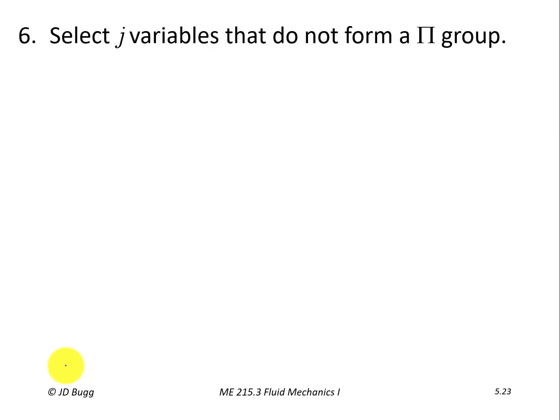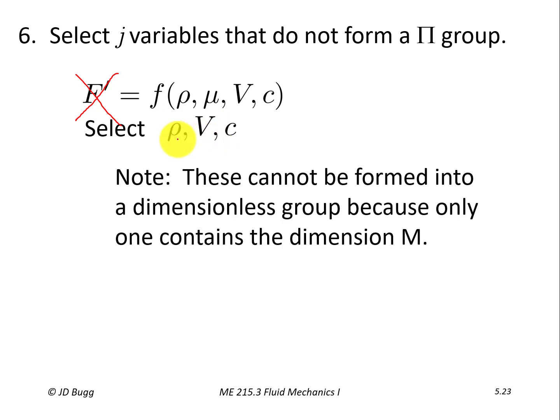So the next step is that one that I talked about where there's some choice to be made, where we have more than one choice on how to proceed, and that's select J variables that do not form a pi group. So just a reminder of what our variables are here. We'll take a look at it in functional form. So drag force as a function of those 4 things. So we need to pick 3 of these that do not form a dimensionless group. And of course, we do not want to pick our dependent variable. So there's really not a whole bunch of choices. What we're going to do in this illustration is select density, velocity, and chord length.